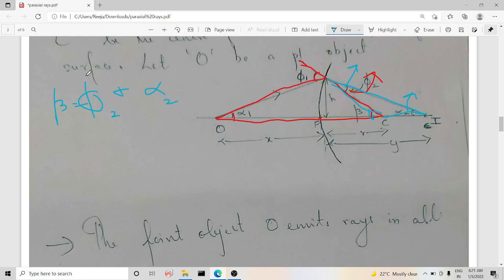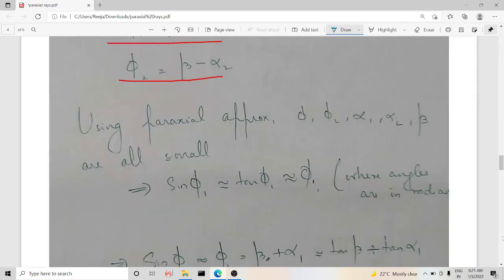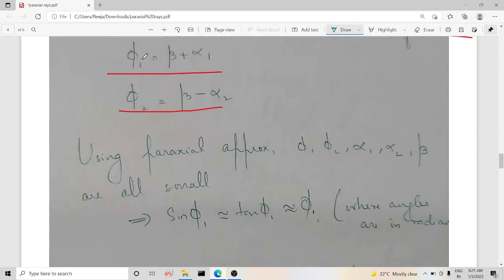But what we need is phi 2. This is our angle of refraction. So I rewrite this as phi 2 equal to beta minus alpha 2. In the first case I got phi 1, that is the angle of incidence, equal to alpha 1 plus beta. And in the second case I got phi 2 equal to beta minus alpha 2. Using simple mathematics, I think it's clear to all of you. I have written those two equations here. Phi 1 equal to beta plus alpha 1 and phi 2 equal to beta minus alpha 2.